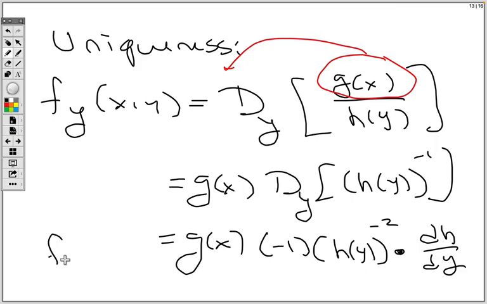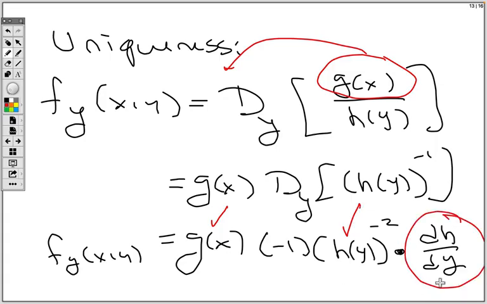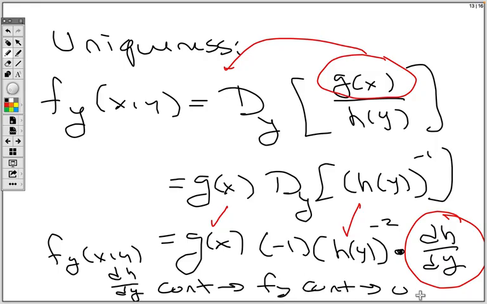And so if I want f y to be continuous, well, we're already assuming that g is continuous, so that's going to be cool. We're already assuming that h is continuous, and h isn't 0 near y naught, so that's going to be cool. So really it just comes down to dh dy. So if dh dy is continuous, then f y is going to be continuous, and that's going to give us a unique solution.